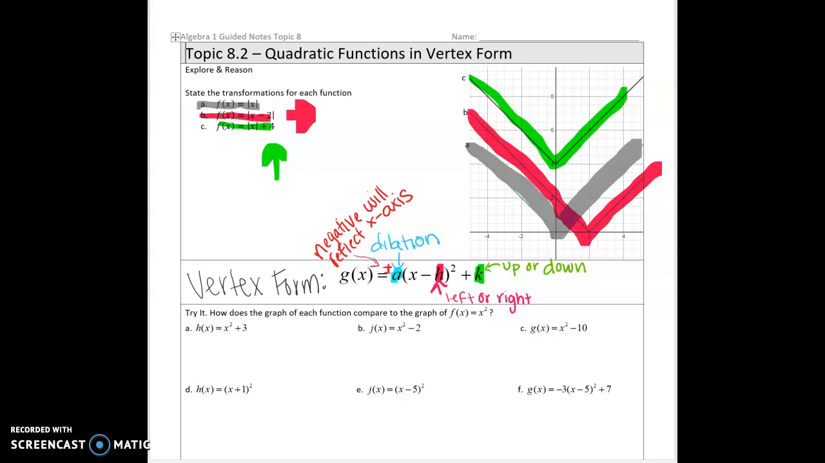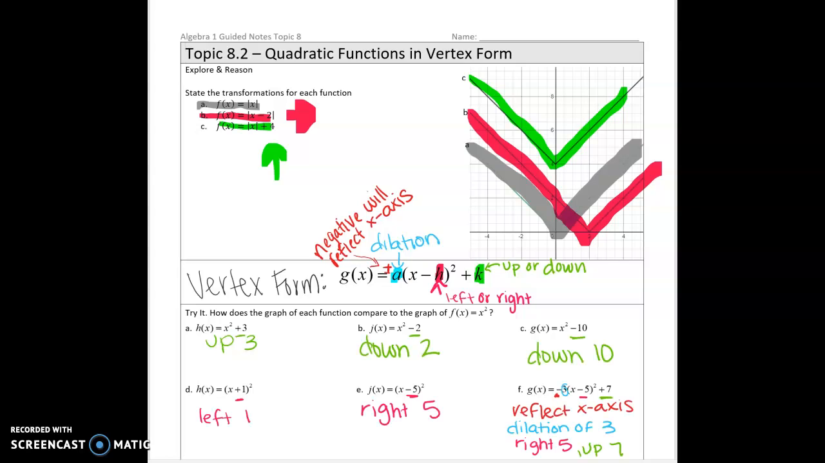So go ahead and take a minute and pause the video and write down how you think these graphs are going to be moving. For example, this one is a plus 3 on the outside of the squared, so it would be going up 3. So go ahead and take a minute and do those ones. Pause the video to do them.